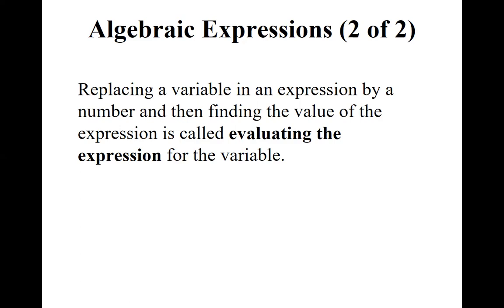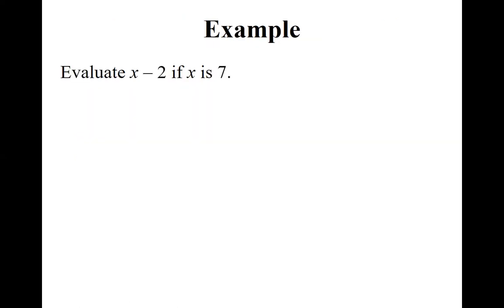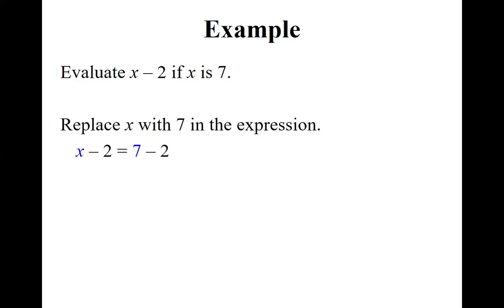Replacing a variable, replacing a letter in an expression by a number, and then finding the value of the expression is called evaluating the expression for the variable. For example, let's evaluate x minus 2 if x is 7. That's telling us to take 7 and plug it in for x. So instead of x minus 2, we would have 7 minus 2, which is 5. So we've evaluated x minus 2 for x equals 7. It's 5.